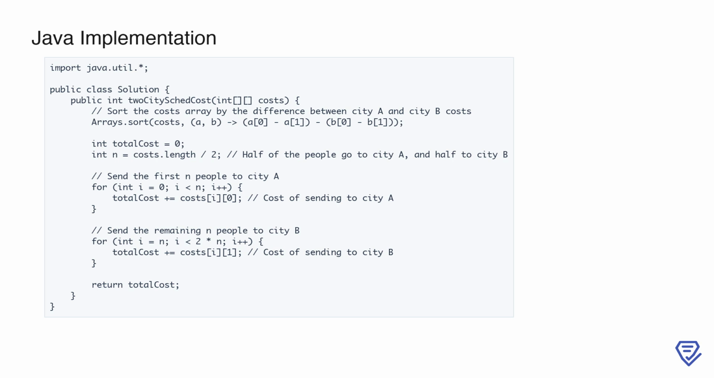The logic mirrors the Python solution, where the costs array is sorted based on the difference between sending a person to city A versus city B. The first half of the sorted array is assigned to city A, and the second half to city B. Key differences in Java include using type declarations, the Arrays.sort method with a custom comparator, and Java's array handling. The implementation is concise and follows Java conventions for readability and efficiency.